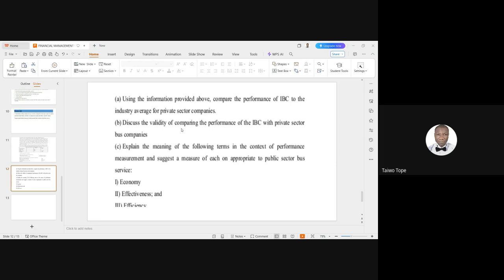So some of those ratios, you don't need to cram them. By the time you keep writing them over and over again, they will be part of you. And in this course, there'll be a point you need to know formulas very well, especially when we come to the issue of cost of capital.